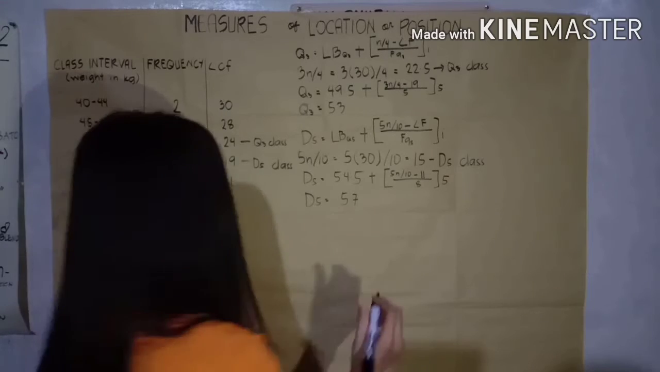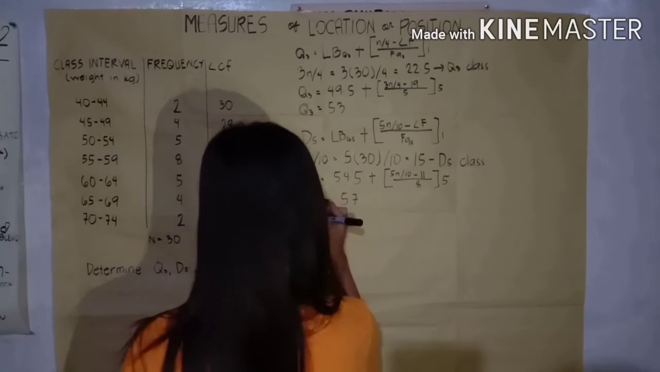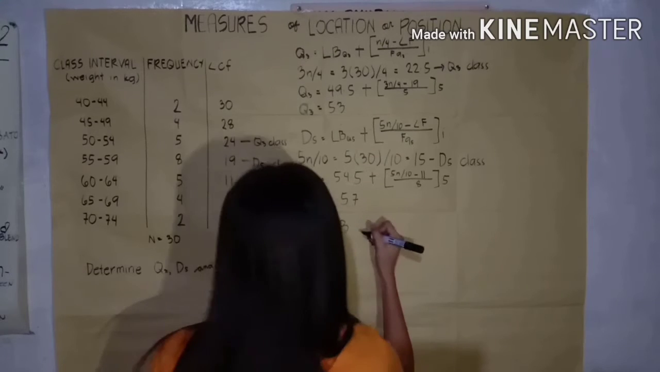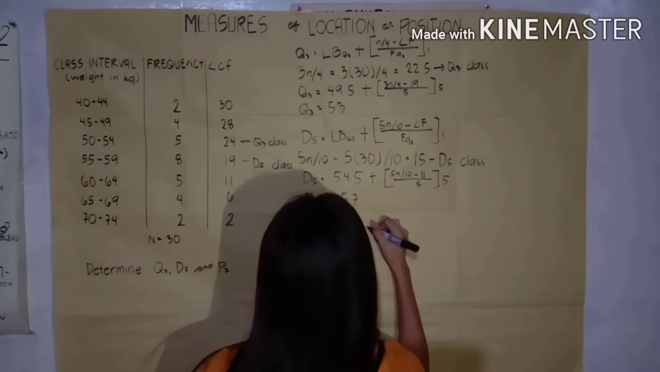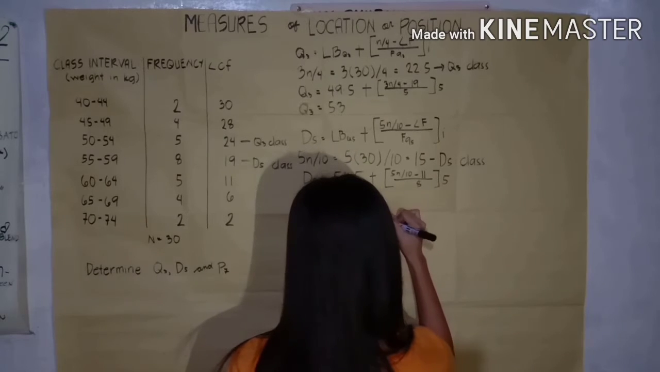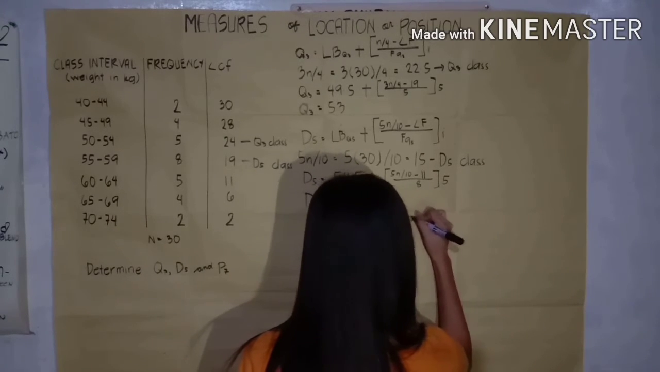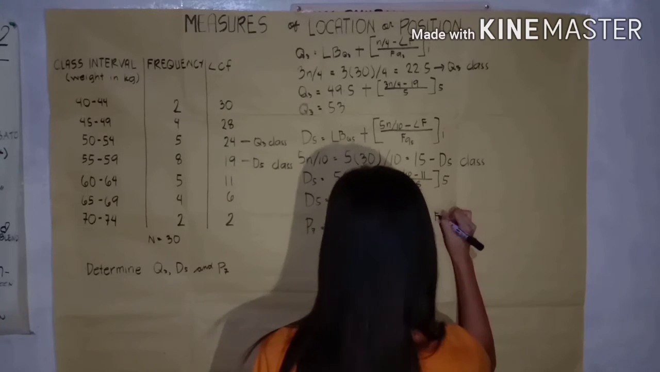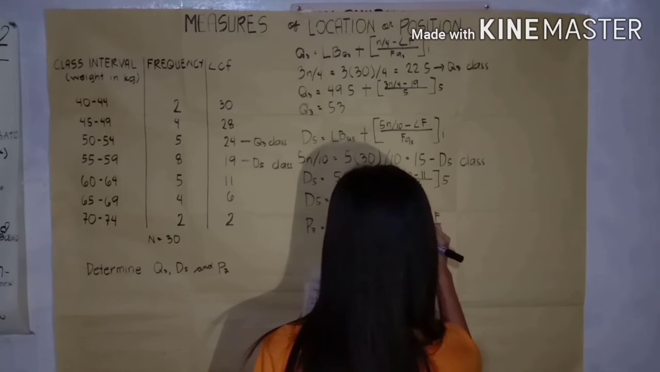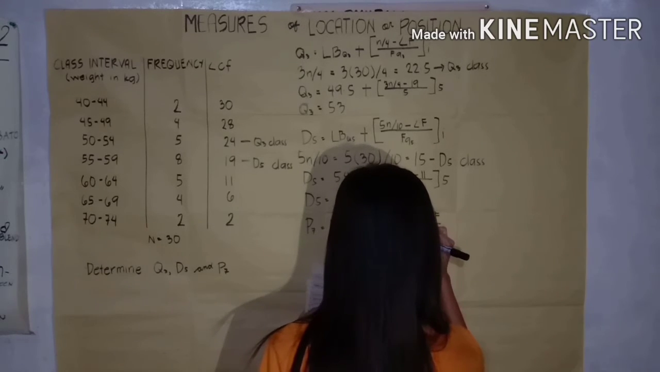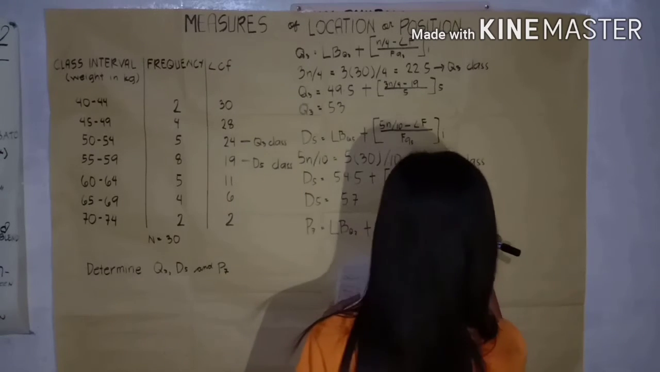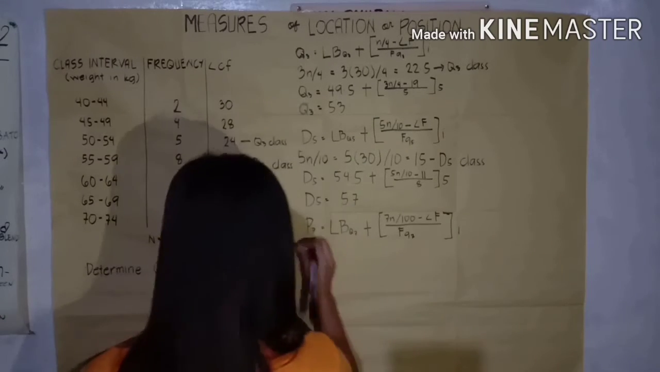So next we proceed to finding the percentile. So we have P7 is equal to LB of Q7 plus 7n divided by 100 minus the less than cumulative frequency, then divided by the frequency of Q7, and then the width.